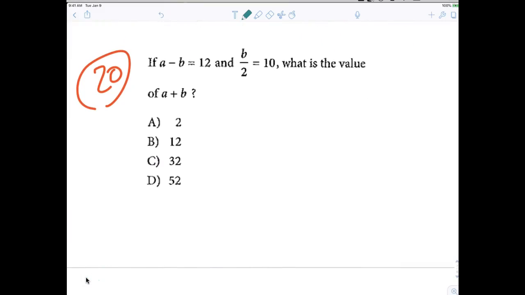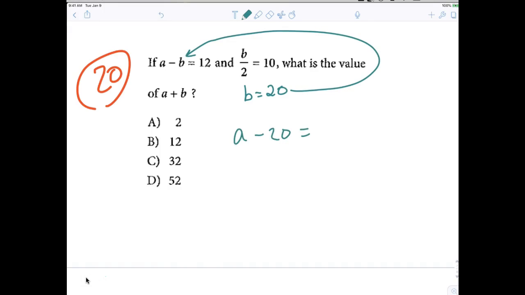All right, here we go now on 20. Here you should be able to tell me that B is 20. Now that I know B is 20, I just replace it up here. So A minus 20 equals 12. So A is 52. Now again, remember the most important thing is that you're reading the question. The question says, what is A plus B? So then my correct answer is 52.